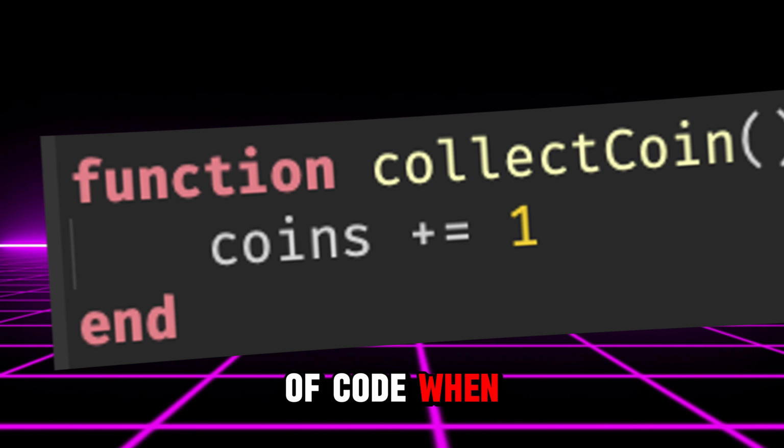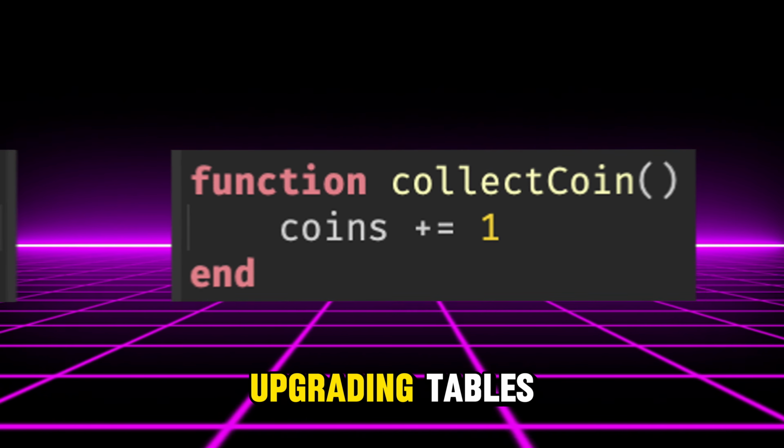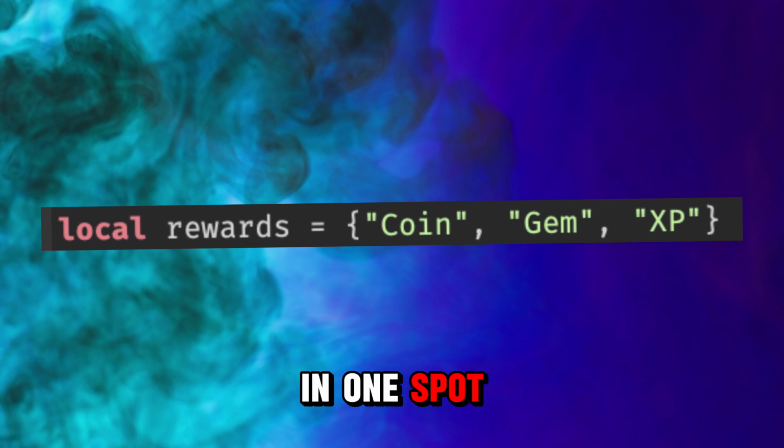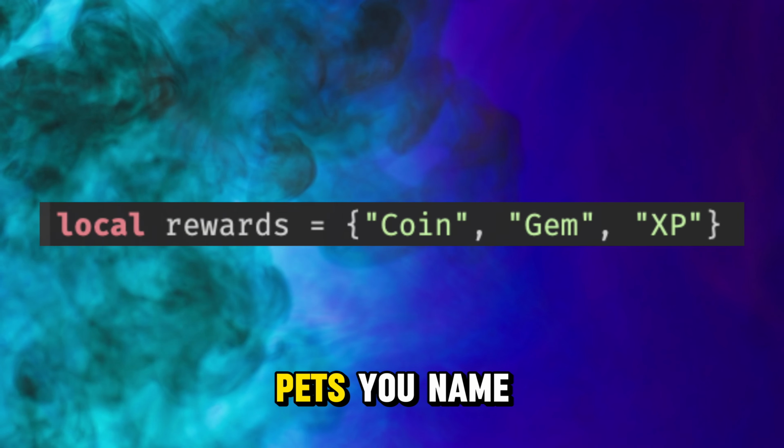Functions run blocks of code when called. Perfect for actions like collecting or upgrading. Tables store multiple values in one spot. Use them for rewards, shops, pets, you name it.